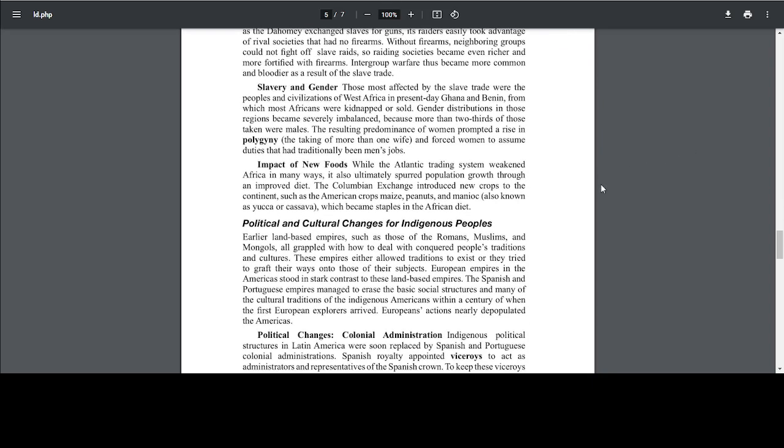Slavery and gender. Those most affected by the slave trade were the peoples and civilizations of West Africa and present-day Ghana and Benin, from which most Africans were kidnapped or sold. Gender distributions in those regions became severely imbalanced, because more than 2/3 of those taken were males. The resulting predominance of women prompted a rise in polygamy, the taking of more than one wife, and forced women to assume duties that had traditionally been men's jobs.